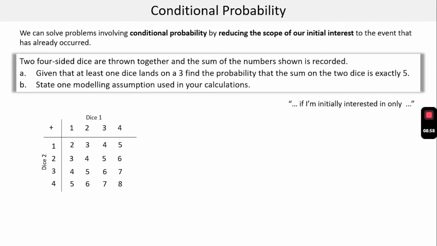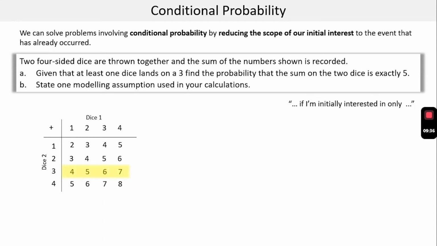If we're told that two four-sided dice are thrown together and the sum of the numbers shown is recorded, given that at least one dice lands on a 3, find the probability that the sum of the two dice is exactly 5. So this is given in words without the symbols, but I'm still trying to identify the conditional part, the given part. Given that at least one dice lands on a 3, well, that means I'm initially interested in only the outcomes where one of the dice was a 3.